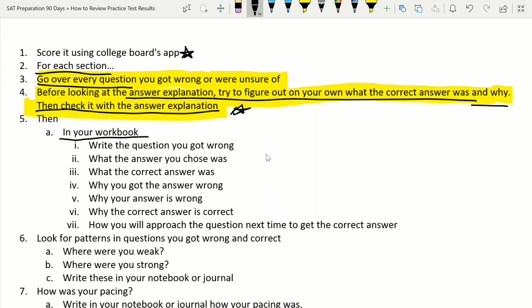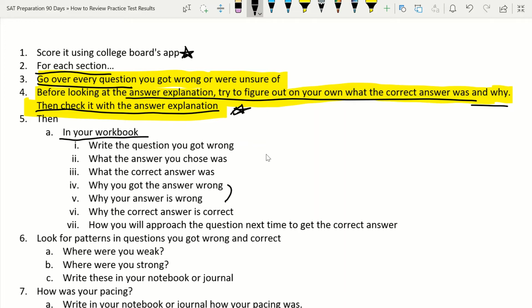You're going to write first the question that you got wrong, second, the answer that you chose, so what the wrong answer was. Then after that, you're going to write down what the correct answer was. So at that point, you'd have the question, your wrong answer, and then the correct answer. Then you're going to write why you got the answer wrong. So why is your answer wrong? These two are basically the same: why you got your answer choice wrong, and why your answer is wrong. So how did you get to the wrong answer?